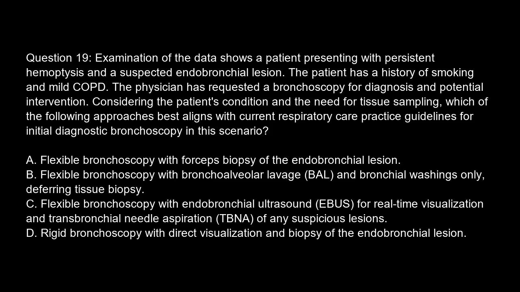Option A. Flexible bronchoscopy with forceps biopsy of the endobronchial lesion. Option B. Flexible bronchoscopy with bronchoalveolar lavage and bronchial washings only, deferring tissue biopsy. Option C. Flexible bronchoscopy with endobronchial ultrasound (EBUS) for real-time visualization and transbronchial needle aspiration (TBNA) of any suspicious lesions. Option D. Rigid bronchoscopy with direct visualization and biopsy of the endobronchial lesion.